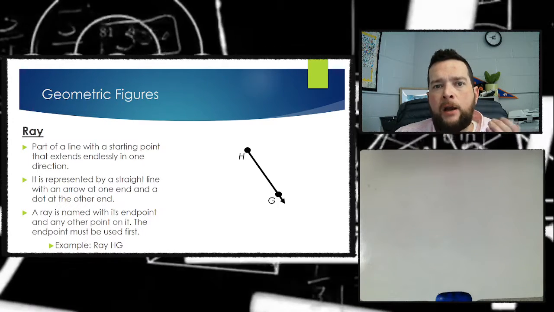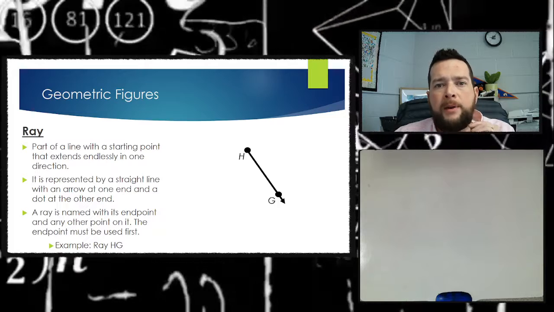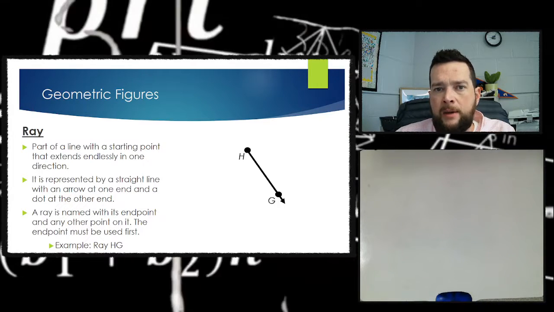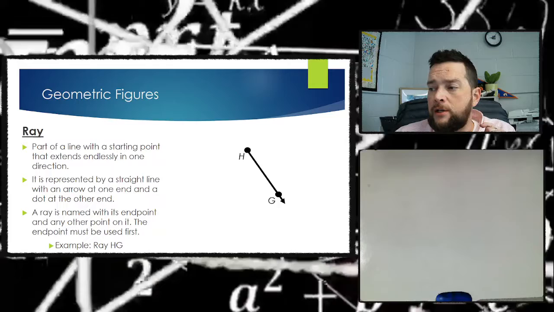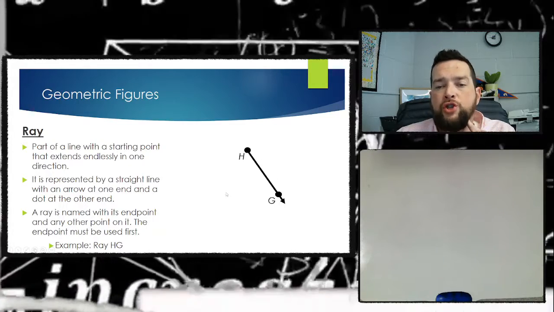Don't pick the side where the line keeps on going forever. Pick the side that has the dot. That's going to be the first letter of the name. So in this case right here, you have Ray HG.